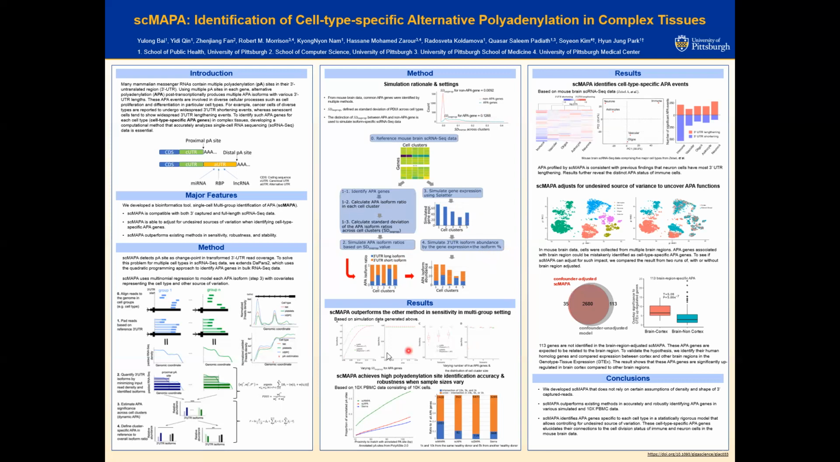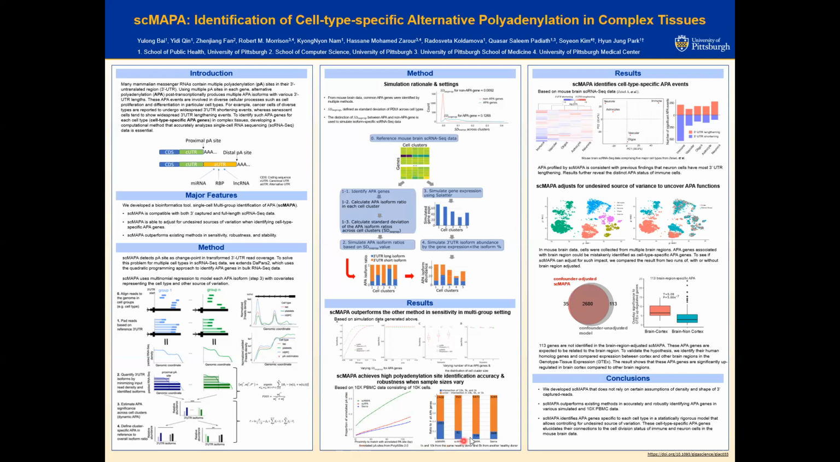In the results, as shown in this figure, across different simulation scenarios, scMAPA consistently achieved a higher sensitivity while having a similar specificity. Then we assess the PA site identification accuracy of scMAPA and other methods by running these tools on human PBMC datasets downloaded from 10x example data repertoire. From the line plot on the left, we can see scMAPA achieves the highest PA site identification accuracy.